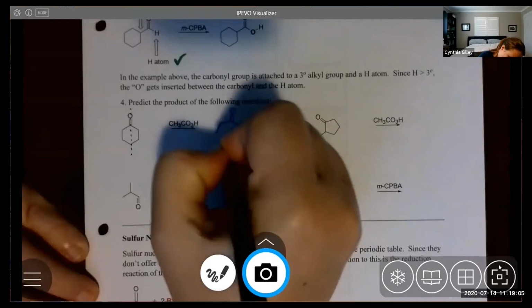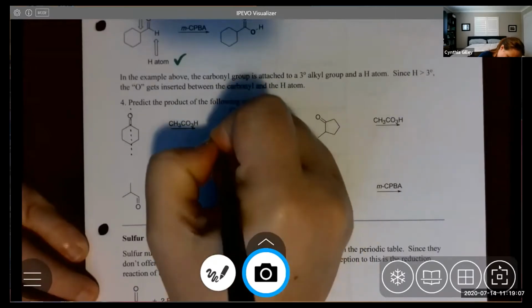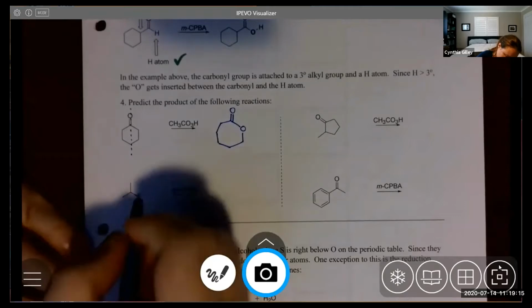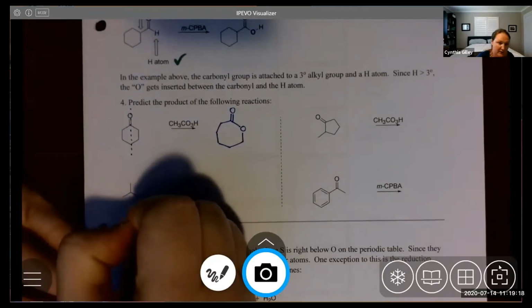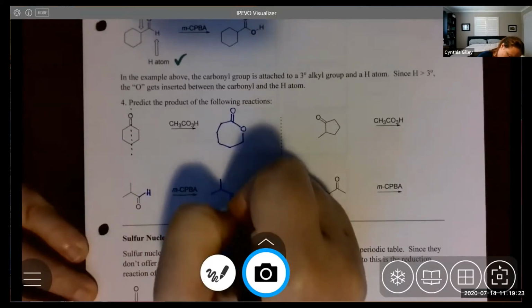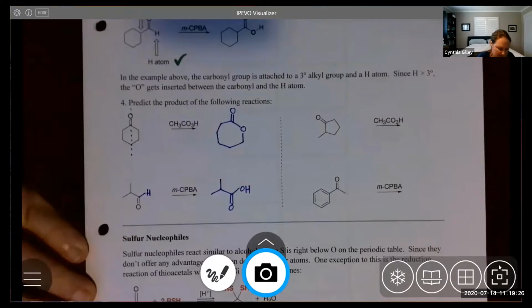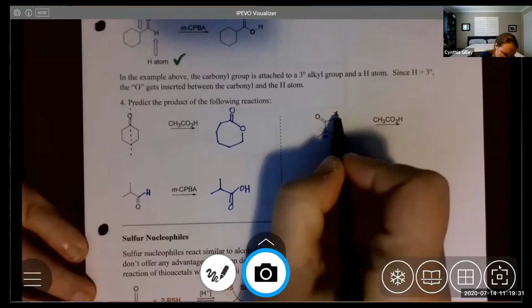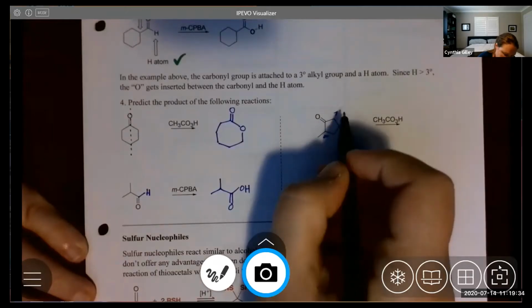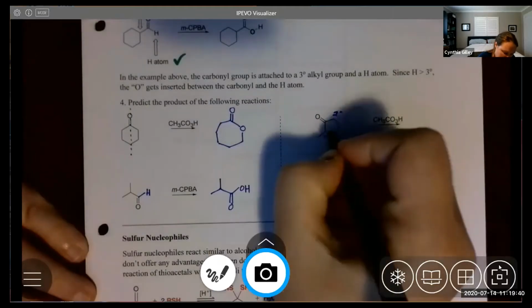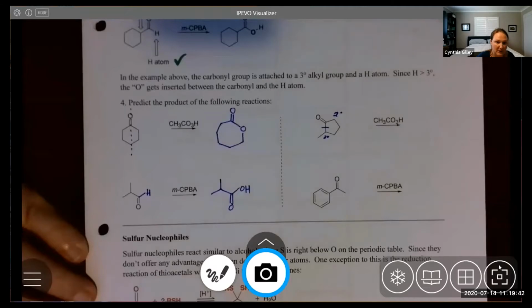So we had a 6-membered ring, and now we're going to have a 7. Okay, and here, noticing that this is an aldehyde, whenever we have an aldehyde, we end up just getting the carboxylic acid. So in this case, now we have a tertiary carbon versus a secondary carbon, and so we're going to end up inserting here because of the migratory pattern.